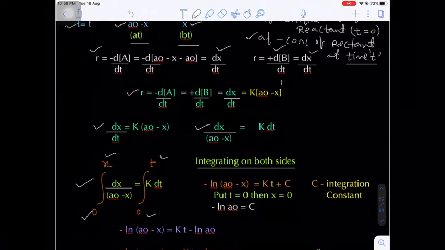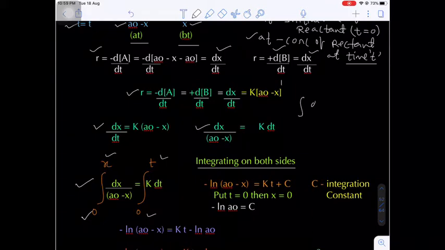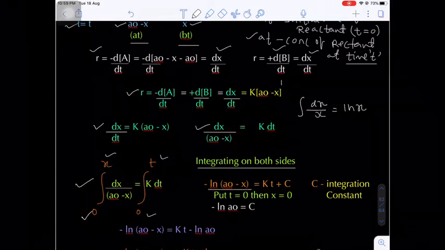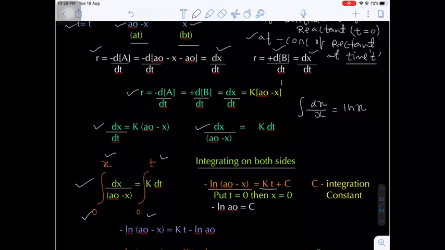Now from the left side, if you observe, integral dx by x is nothing but ln x, the natural logarithm to the base e. Here the x value is A0 minus x, which will be equal to k, a constant, times the integral of dt, which is nothing but t. And there will be some constant c, known as the integration constant.